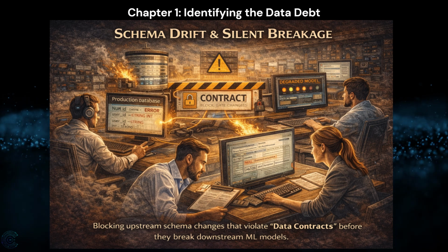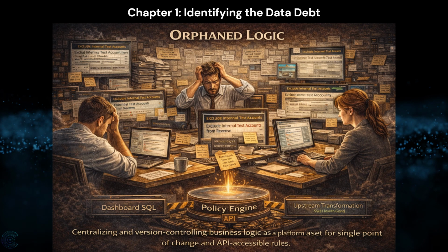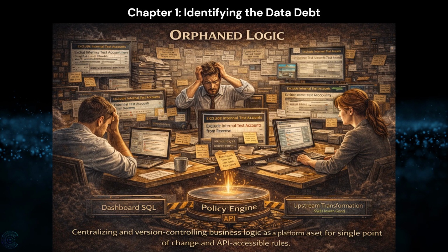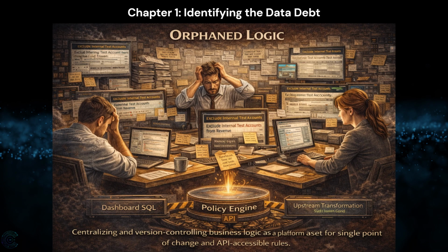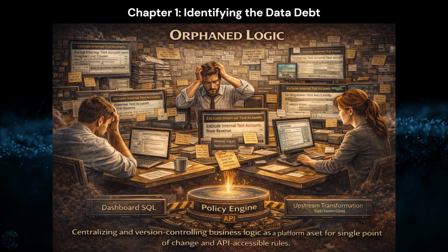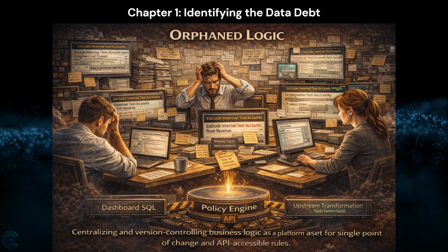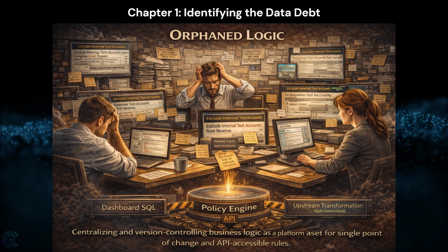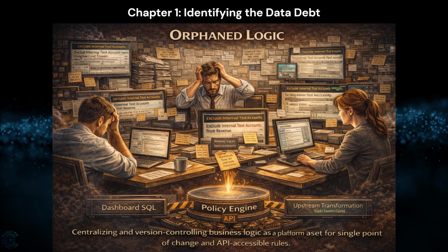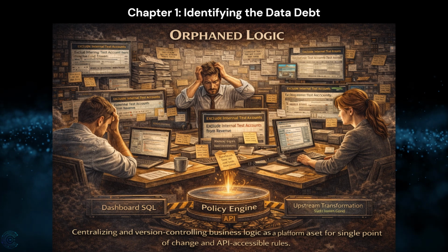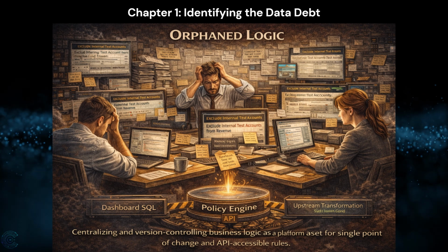Orphan logic, business rules hidden everywhere. Problem: business logic is scattered across disconnected scripts, dashboards, and prompts. Situation: critical logic, for example, exclude internal test accounts from revenue, is hard-coded in 50 different places. When the test account naming convention changes, only 20 of those places are updated, leading to systemic data corruption.